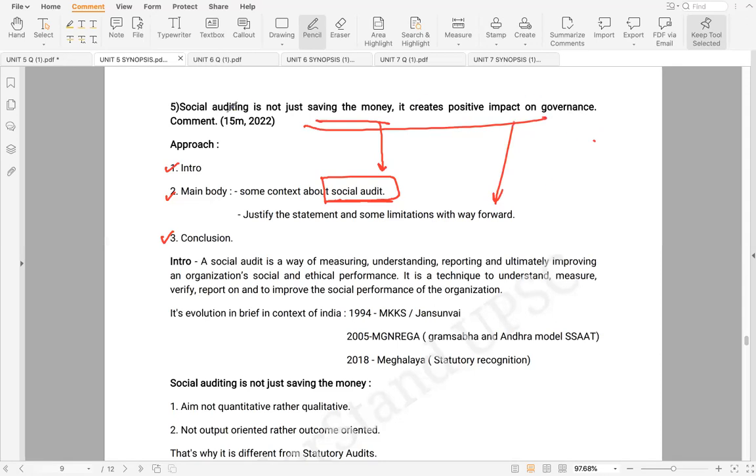And we can also, because you have to comment and it's a 15 marker, try to bring out some limitations surrounding social audit, negatives, and then how do we correct them into positives. That is the solutions or way forward, and then we conclude.